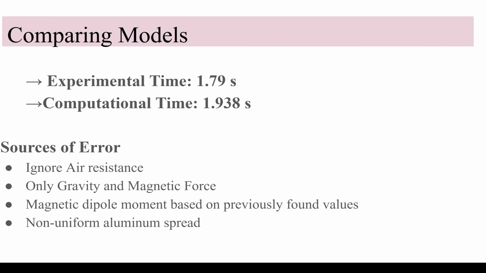Further, the aluminum foil roll could have a non-uniform spread of the aluminum, and additionally, the magnet could hit the side of the wall of the aluminum roll and cause friction on its way down. And of course, as always, the human error, especially when it comes to timing.